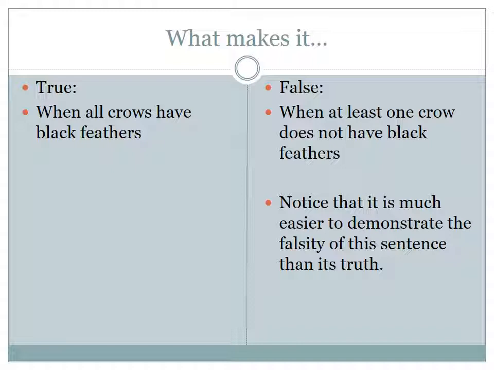For the truth of the sentence, you're going to need to have all crows. You're going to need to show that they all have black feathers. But to illustrate the falsity of the sentence, all you have to find is one crow that does not have black feathers. Much easier there. And so the truth conditions are a little asymmetric with a sentence of that kind.